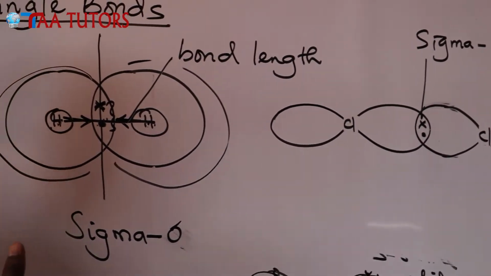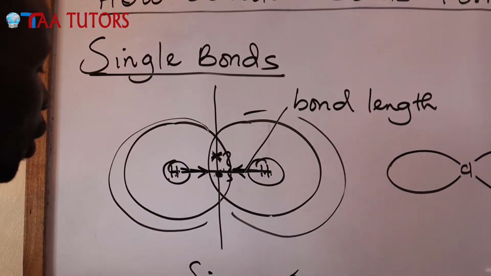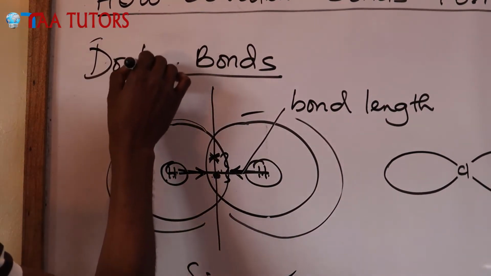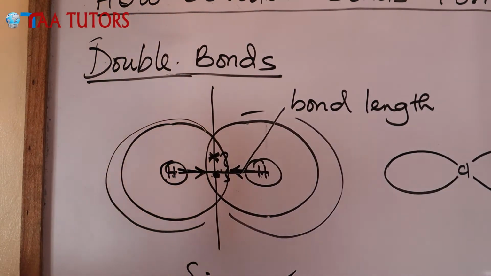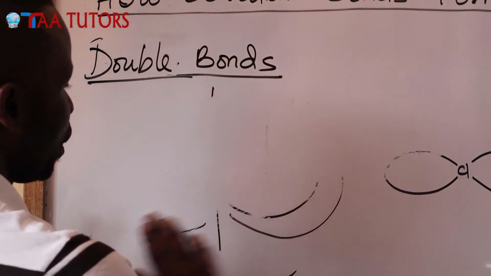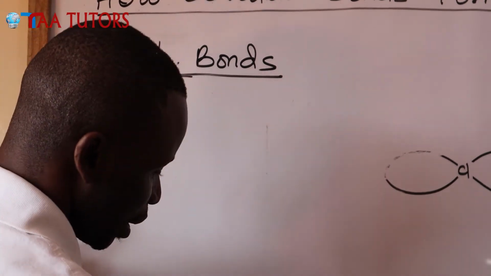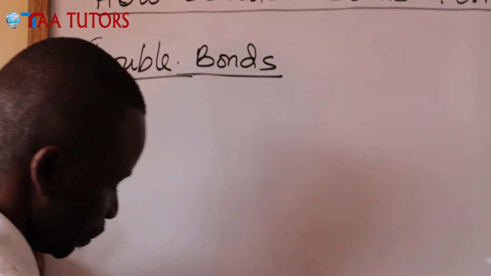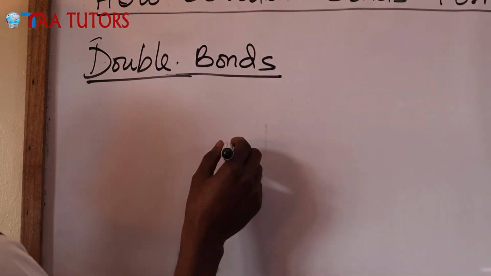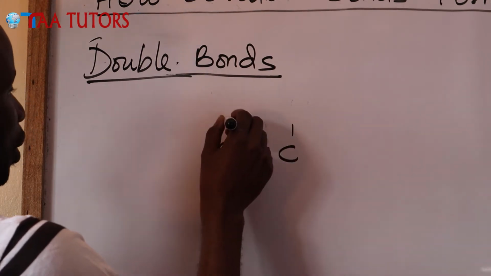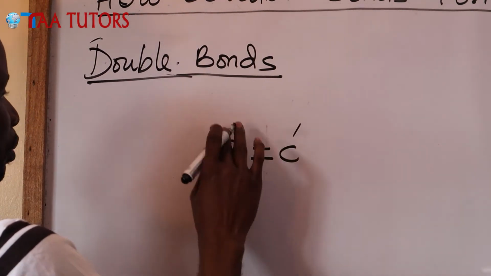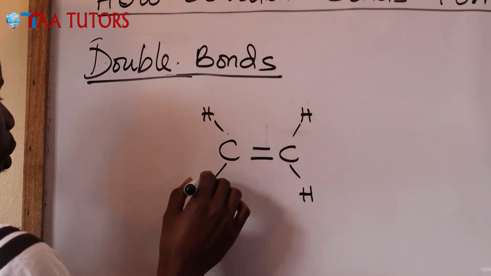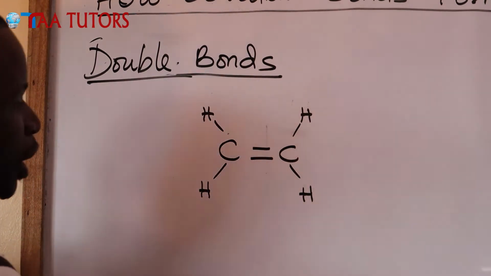I want us now to go to double bonds. This was about the single bonds. What about if we have double bonds? We know double bonds can exist, like we have said before. For example, the ethene molecule has a double bond. If I draw the displayed formula, this is the ethene molecule.